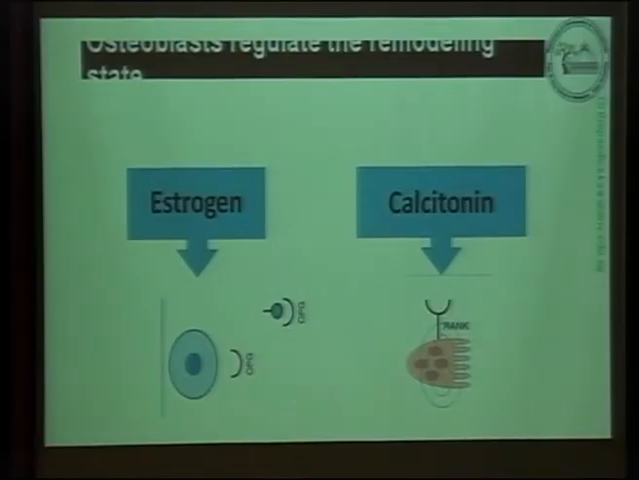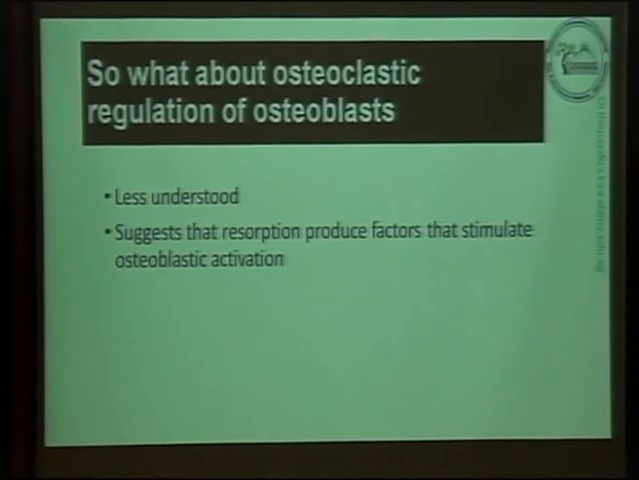The same happens with estrogen, for example. Estrogen is a bone-preserving hormone. It's responsible for the strong bone of females until the age of menopause. So it always stimulates the osteoblast to secrete the blocking material, while some other hormones act directly on the osteoclasts, like, for example, calcitonin.